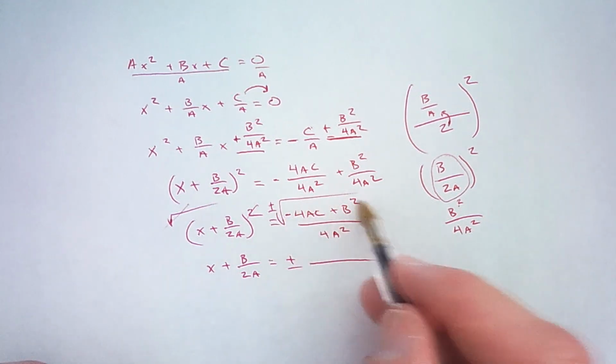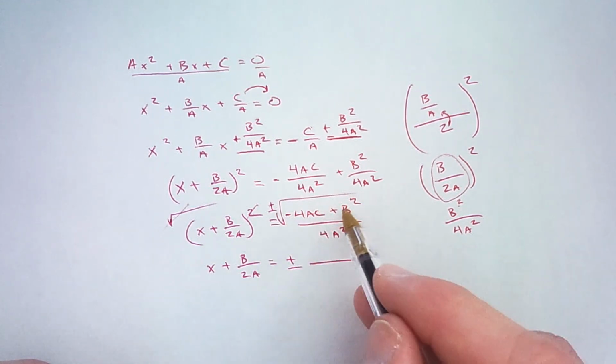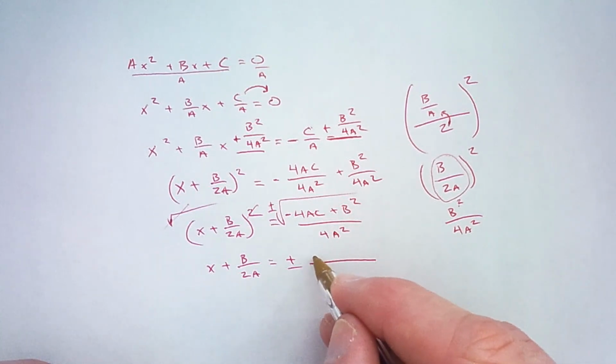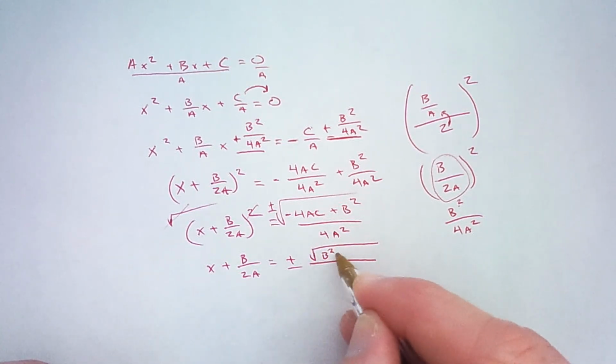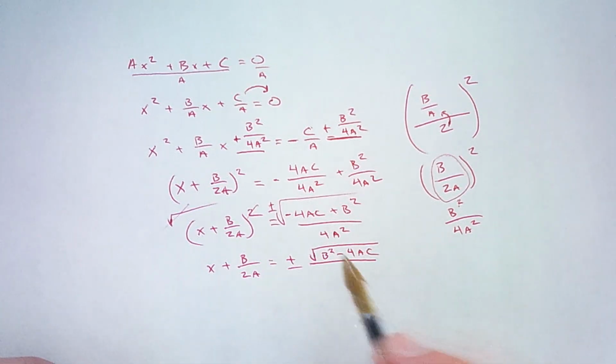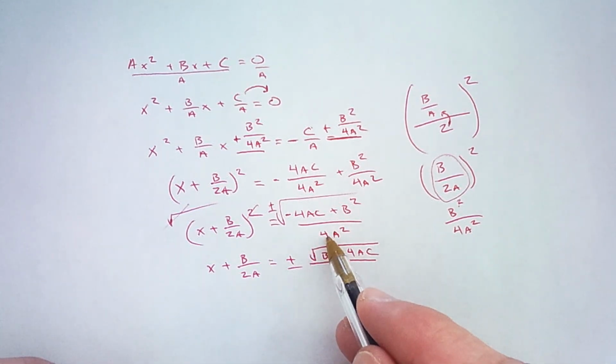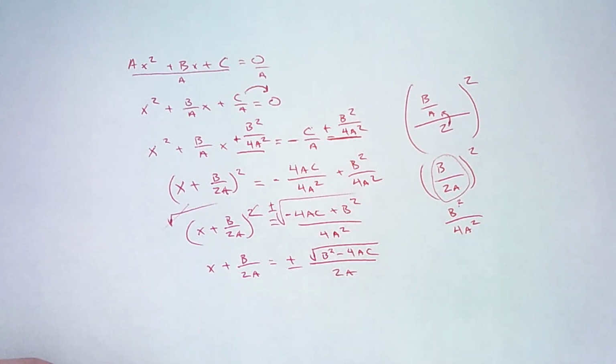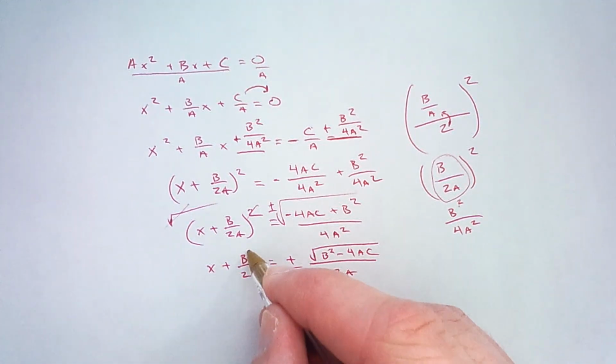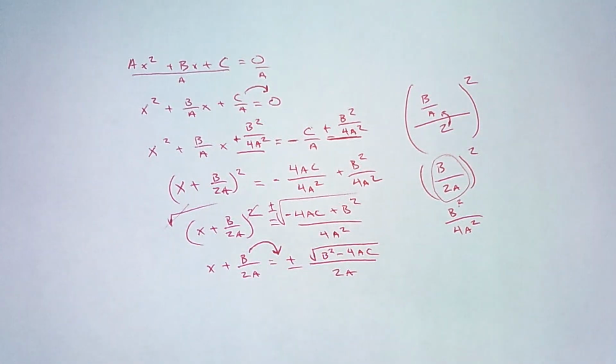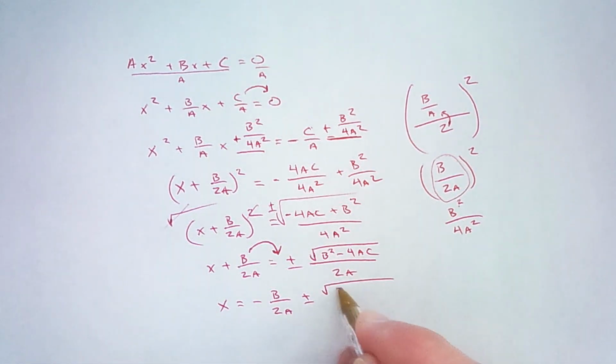Now in the numerator, we can't really take the square root of all that, but I want to write it with the positive term first. So we have the square root of b squared minus 4ac all over the square root of the denominator. The square root of 4a squared is 2a. Next, to get x by itself, I'm going to move b over 2a to the other side. So we get x equals negative b over 2a plus or minus the square root of b squared minus 4ac all over 2a.